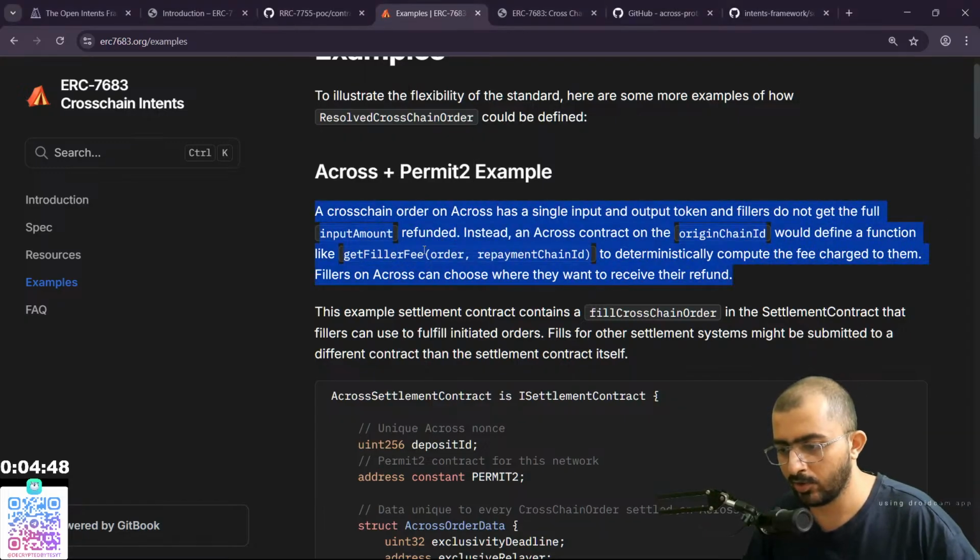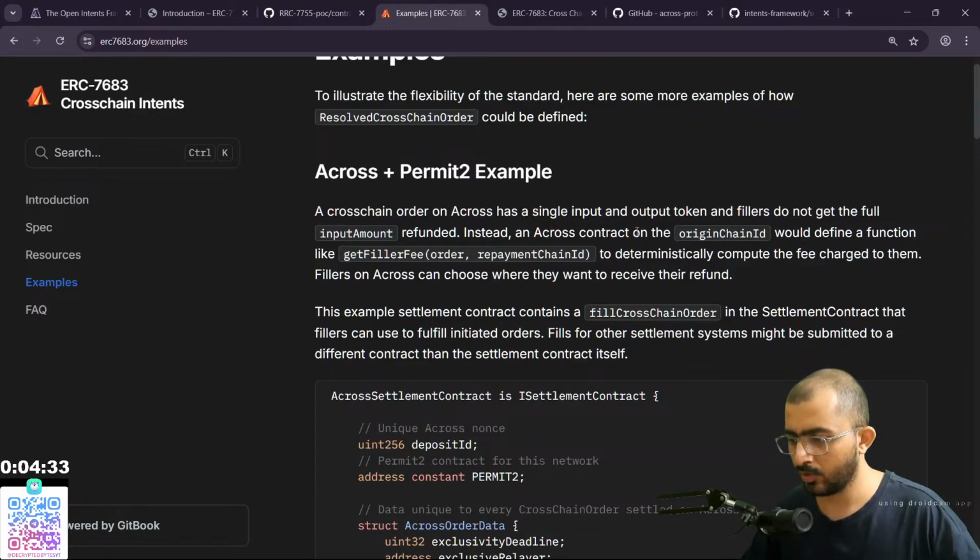Okay. Cross-chain order on Across has a single input and output token, and fillers do not get the full input amount refunded. Instead, a cross contract on origin chain ID would define a function like get filler fees order repayment chain ID to deterministically compute the fee charged to them. Fillers on Across can choose where they want to receive their refunds.